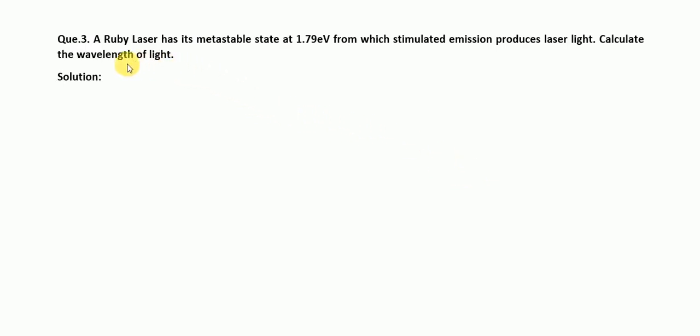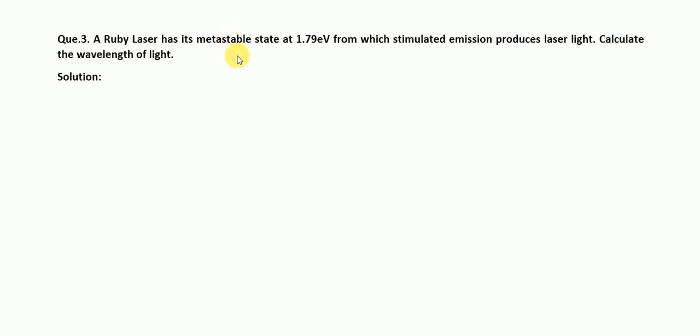So today we have this question. A ruby laser has its metastable state at 1.79 eV, from which stimulated emission produces laser light. So we need to calculate the wavelength of that light. So let's first check what we are given.